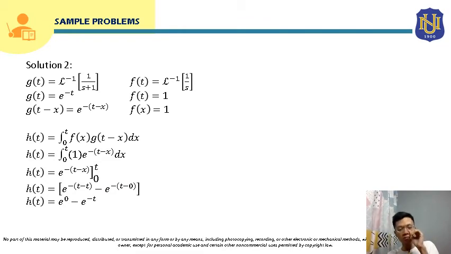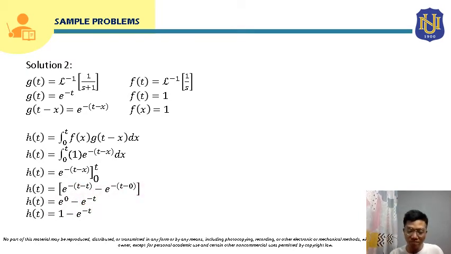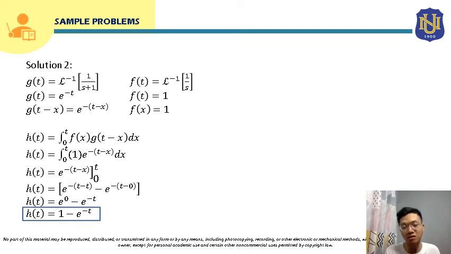So simplifying this, this will become e raised to 0 minus e raised to negative t. So e raised to 0 is just 1, and then minus e raised to negative t. So this is also the same answer as solution 1. Okay, so you can either use this or solution 1.